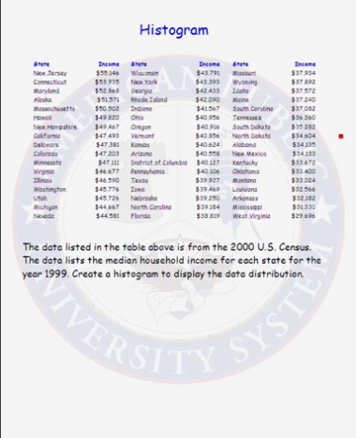The data that we're going to use to construct our histogram is the following. It came from the 2000 U.S. Census data. And in the data set, we have the median household income for each state in the United States and the District of Columbia for the year 1999. We want to create a histogram to display the data distribution.